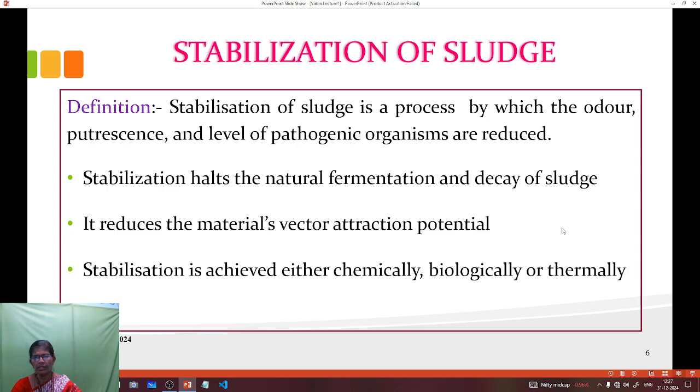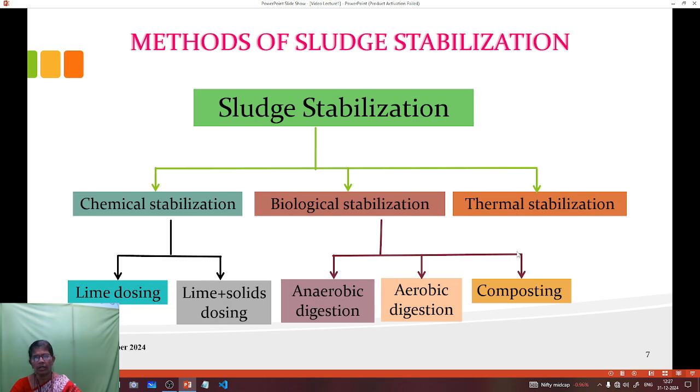This can be achieved either chemically, biologically or thermally. We will see the three processes one by one. These are the stabilization options. The first method is chemical stabilization. It is divided into lime dosing and lime plus solids dosing. Biological stabilization is anaerobic digestion or aerobic digestion, or composting. Then another one is thermal stabilization.